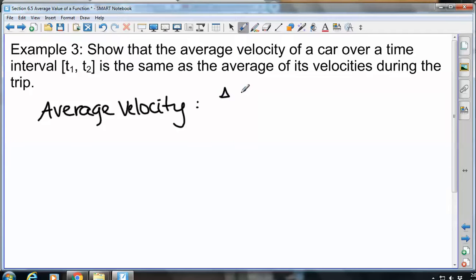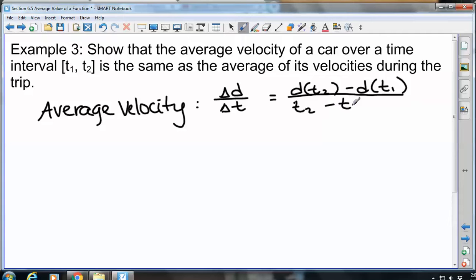So it would have to be the change in my distance over the change in my time. Or it would be the distance at the end minus the distance at the beginning, over the ending time minus the beginning time. Just a slope. The overall average velocity is just the slope between two endpoints.